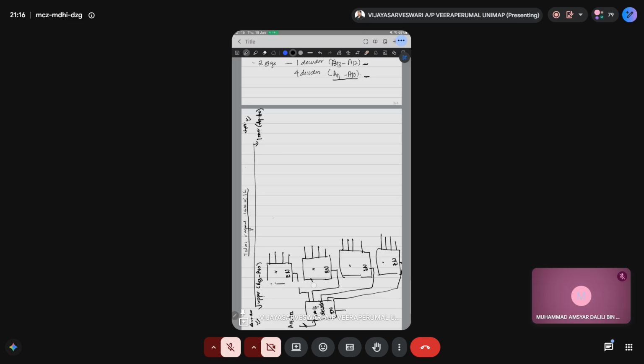A11 to A10. So this input will be coming the same. Sekejap, saya tukar warna pen. Okay. So berapa tadi? A11 to A10. So this one will be the input. The same input. Okay, sekarang nampak? Okay, kita punya kat sini adalah enable. Enable ni adalah yang kita punya output tu akan jadi enable for the second decoder. So this input is the additional part, A13 to A12. Okay, so kita dah settle untuk decoder.